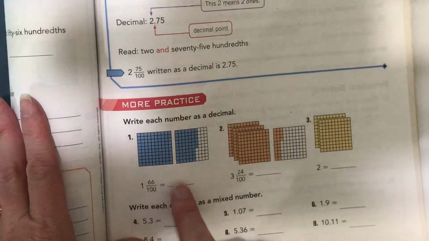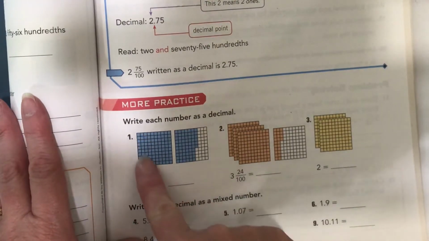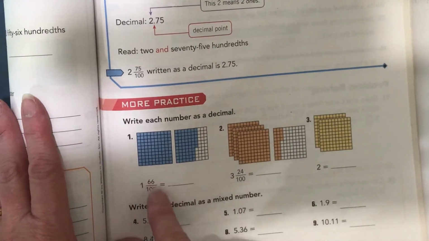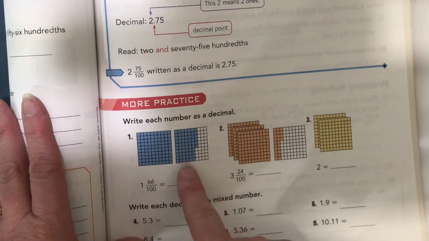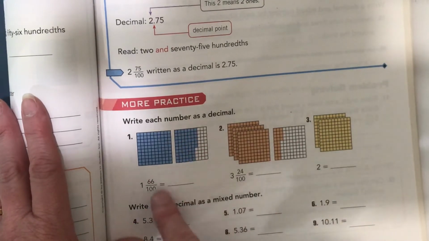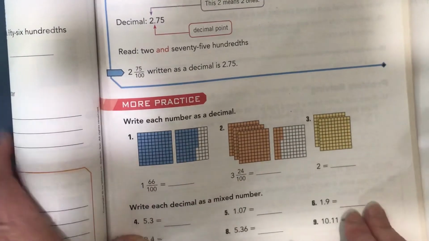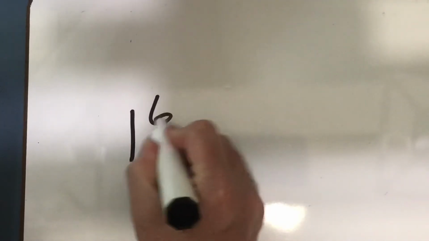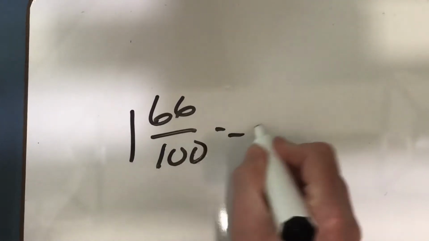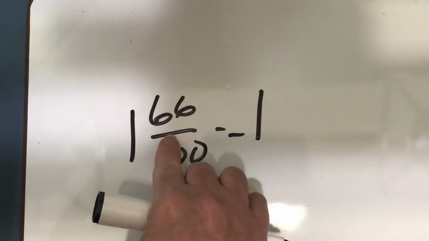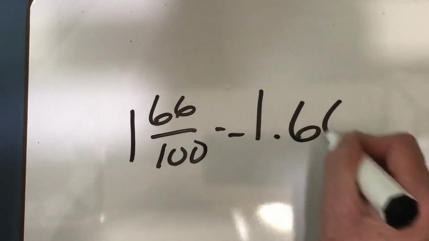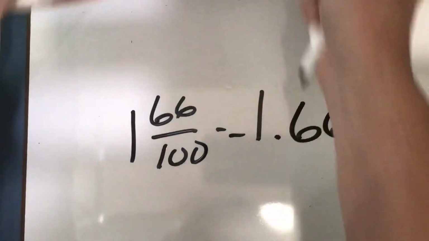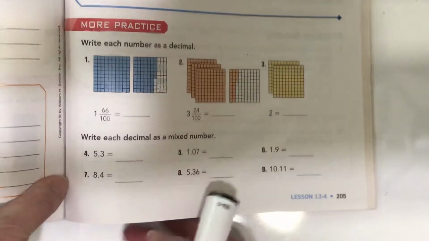So let's look here on page 205. At number 1, I have 1 whole, so that would be my whole number, 1, and then I need to count the little squares, and I can see 66 hundredths. So 1 and 66 hundredths is a fraction and a whole number, which would be a mixed number, and I can write that as a decimal as 1.66. Instead of writing 66 hundredths as a fraction, I'll write it as a decimal. 1 and 66 hundredths.